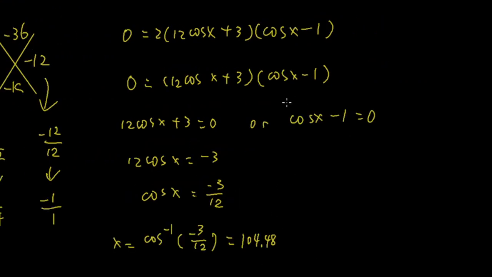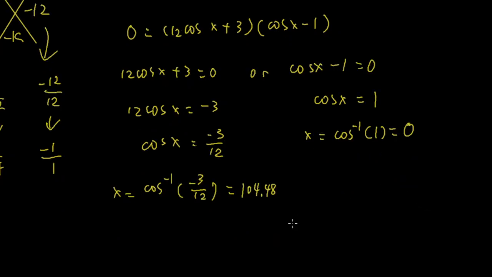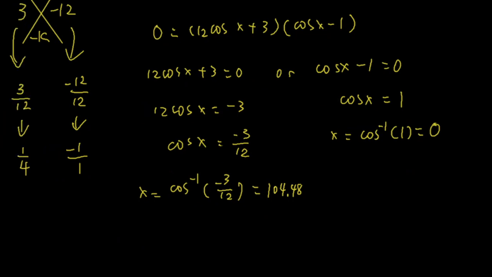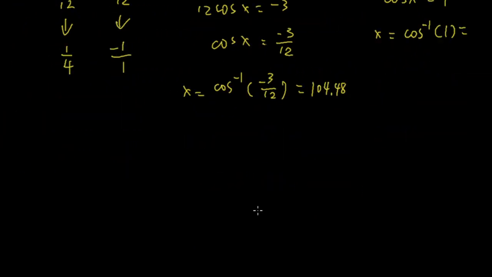Now this one as well, let's try it. Cosine of x is equal to 1. Add 1 to both sides. Then we have x equal to cosine inverse of 1, and that gives you 0. So it has two values here. Now, next pair. Let's draw the x chart again. Negative 36 and negative k.